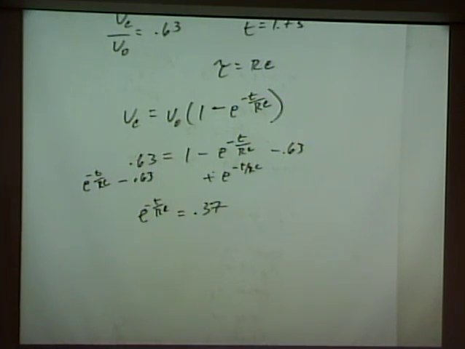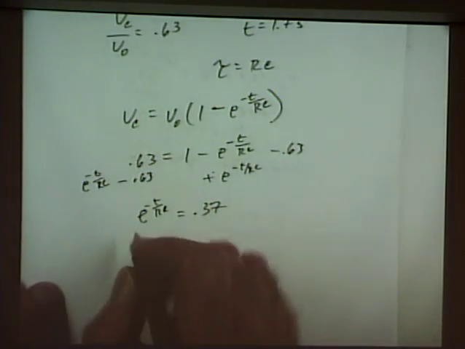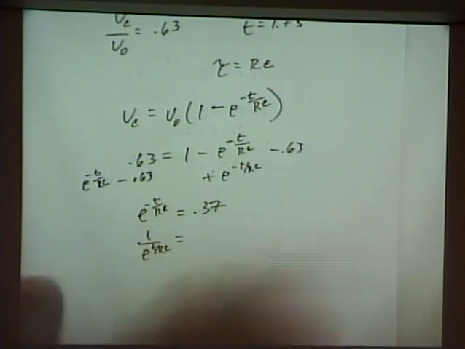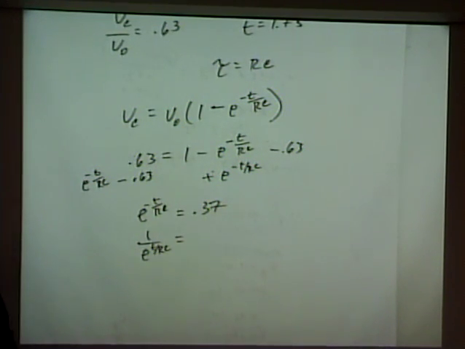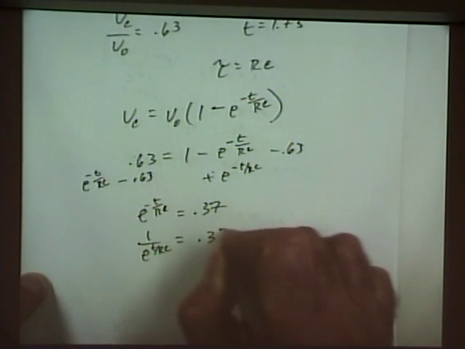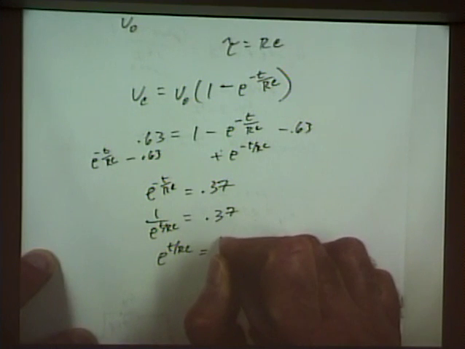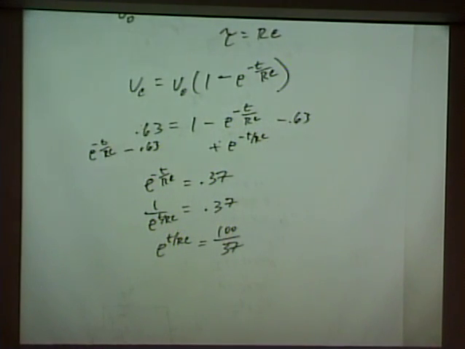All right. So now here's what you do. Let's just take the reciprocal of this. Because really, this is saying I've got 1 over e to the t over RC equals 0.37. In case you forgot some of your algebra, remember the negative exponent means it's just down here. So let's just flip it over and say e to the t over RC equals 100 over 37. Now what do we do? There you go. Natural log.